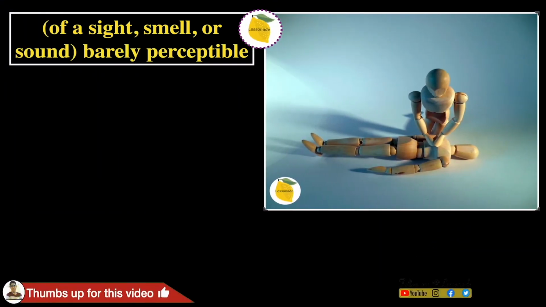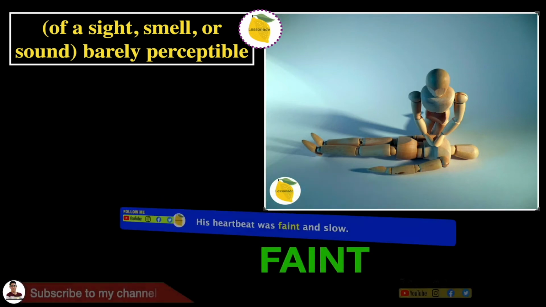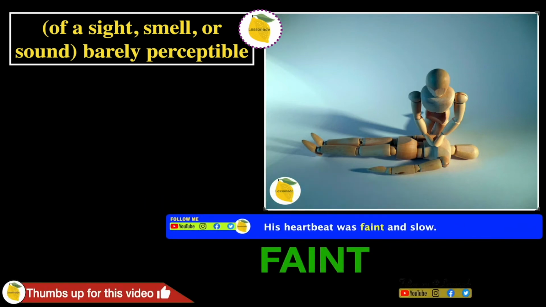Of a sight, smell, or sound, barely perceptible. In this picture, we can see someone who is lying down and their sight, smell, and sound are barely perceptible, and therefore the word will be faint. And the sentence for this word is his heartbeat was faint and slow.